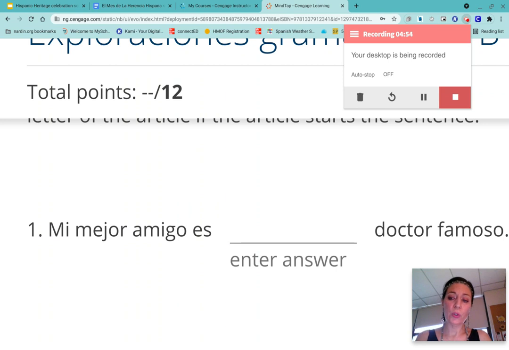Remember, you should look though, doctor is masculino, so it wouldn't be una doctora famoso, it would be un doctor famoso because everything has to agree.